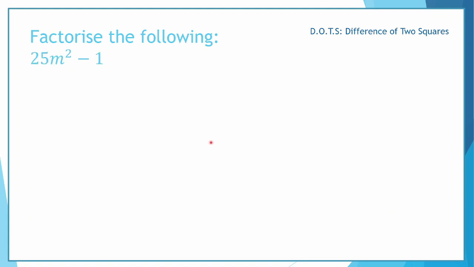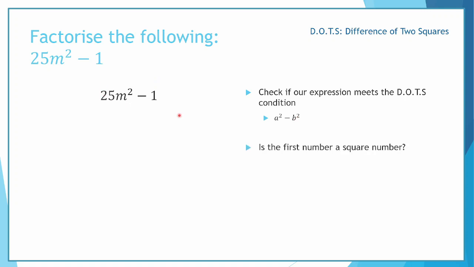Okay, so one more question on factorising. So here we've got factorise the following: 25m squared minus 1. And we can do the same thing first. We're going to check if our expression meets the difference of two squares condition. So we're going to look at our first number. So is our first number a square number? So this 25m squared. Of course, we know that it is, because 25m squared is equal to 5m times 5m. So the 5s multiplied together give us 25, and the m's multiplied together give us m squared.